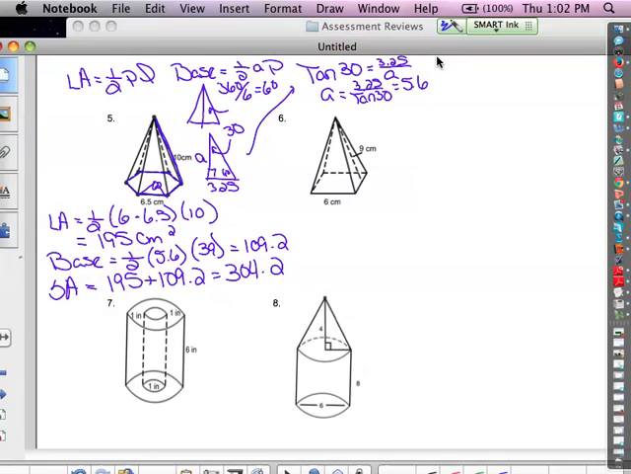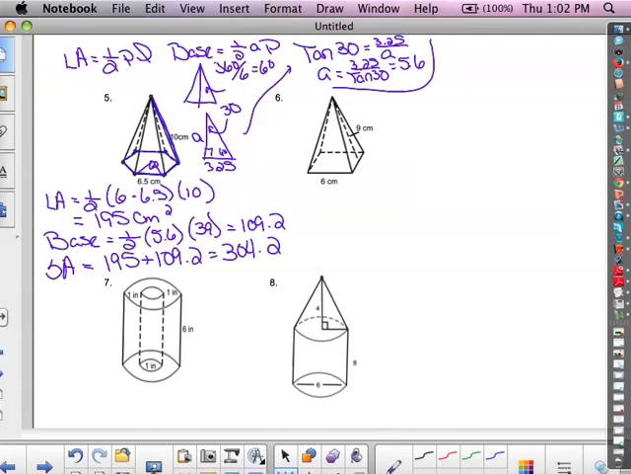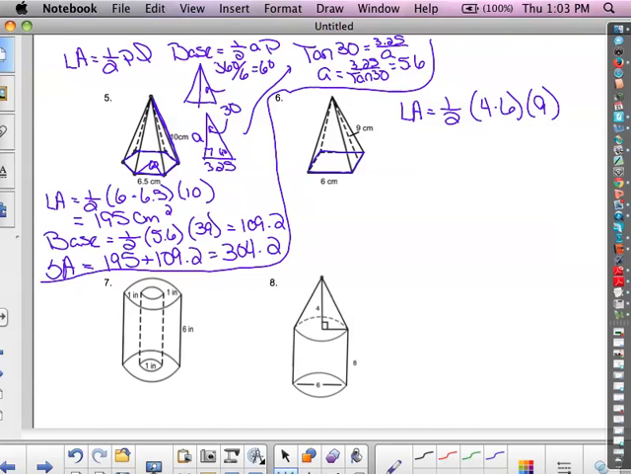Number 6, so all of this goes over here with number 5. Number 6 is a pyramid. This time it's a little easier because the base is a regular square. So to find the lateral area, I'm going to take 1/2 the perimeter, 4 times 6, times the slant height 9, which gives me a lateral area of 108.